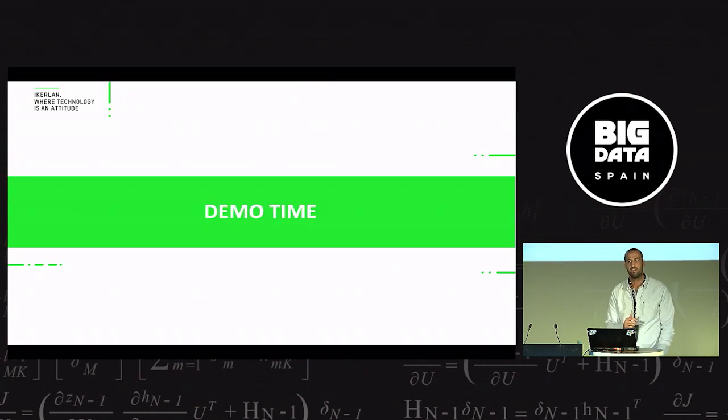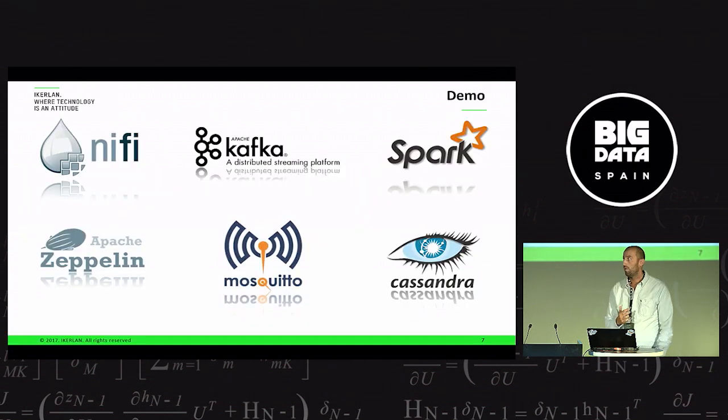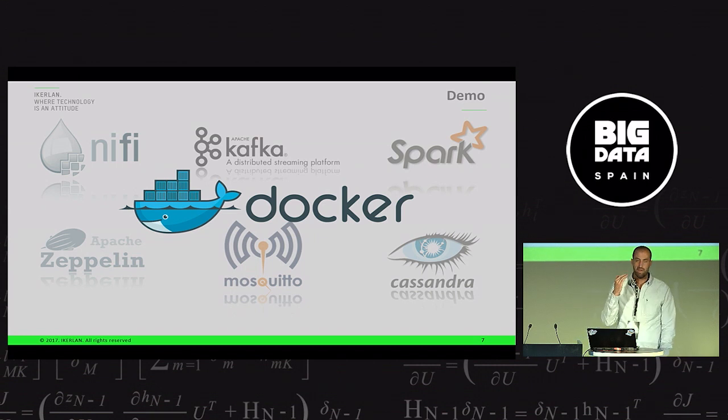Okay, let's start. I have built a hands-on demo. For this demo, I use a lot of big open source tools. For example, we use NiFi for routing, Kafka for messaging and decoupling, Spark for real-time processing, Cassandra for storage, Mosquitto will be our MQTT broker, and Zeppelin will be our web-based notebook for interactive analytics. I have built all of this demo in Docker. All of this code will be on GitHub if you want to play with it later on.